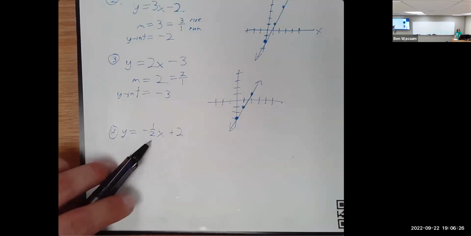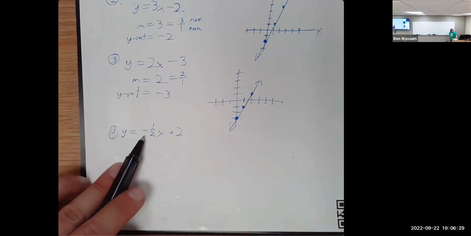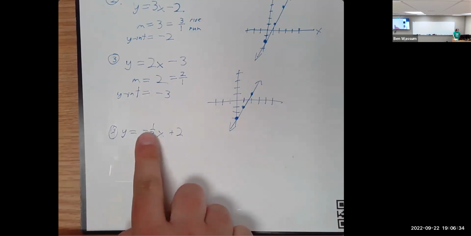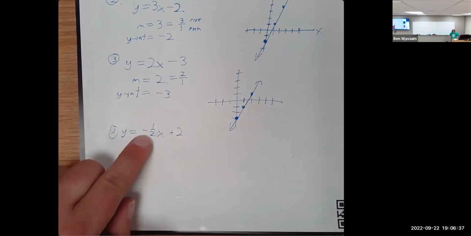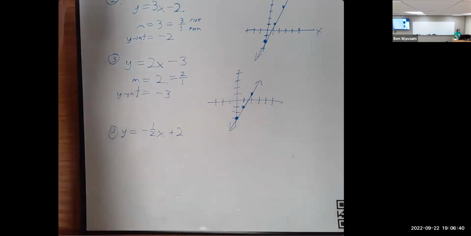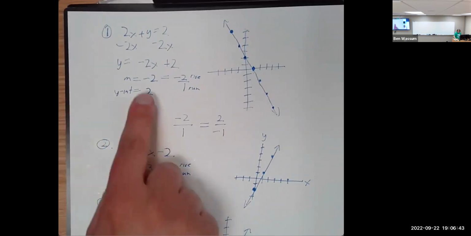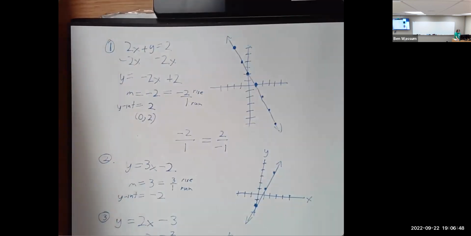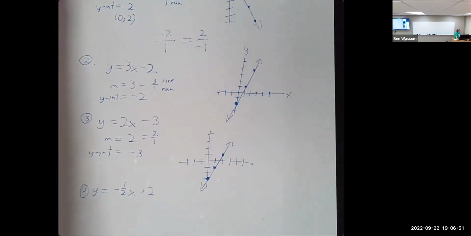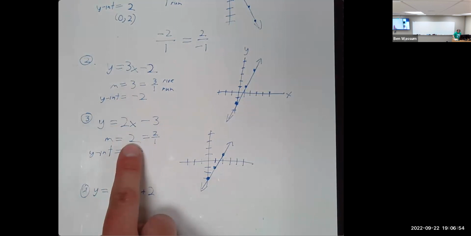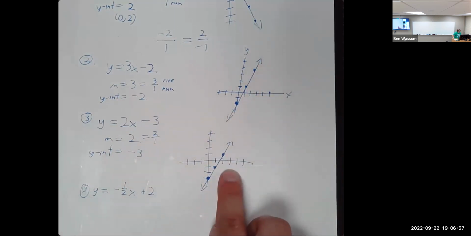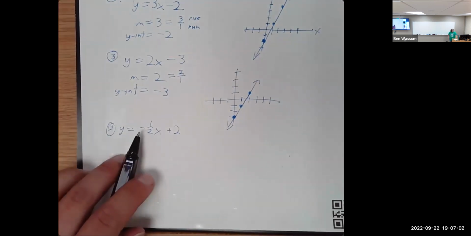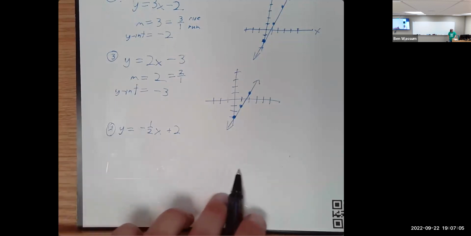But I can see my rise and I can see my run. But the negative's outside. So where does it go? So I always recommend picking where that negative is. Now, one thing you might notice is that when you have a negative slope, it's going down. If I have a positive slope, they're going up. So I can already tell, just based on this being a negative, it's going to go down, right?